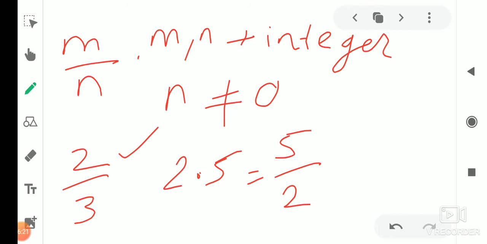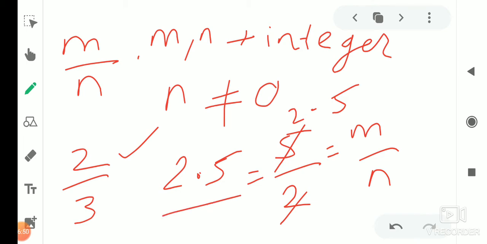When we divide 5 by 2, it will give, 2 2s are 4, then 2 5s are 10, so it gives 2.5. It means that we can write 2.5 in the form of 5 by 2. Means it is in the form of m by n, where m and n are integers. Means 5 and 2 are integers here, and 2 is not equal to 0. It means that 2.5 is also a rational number.